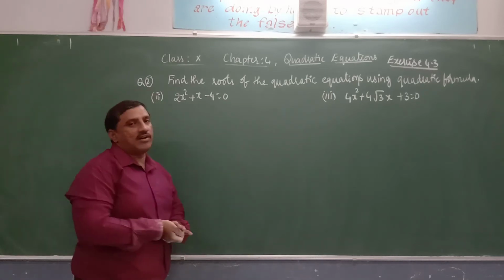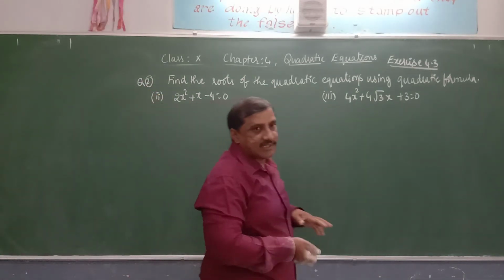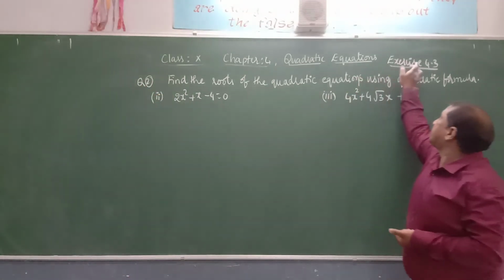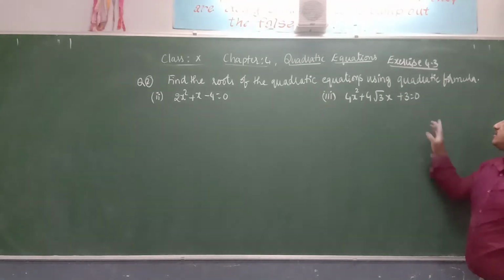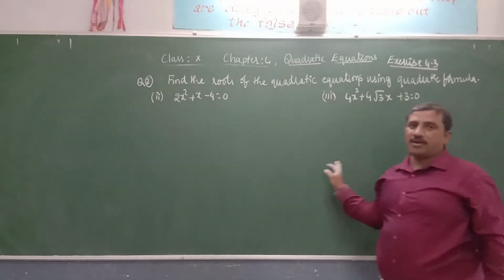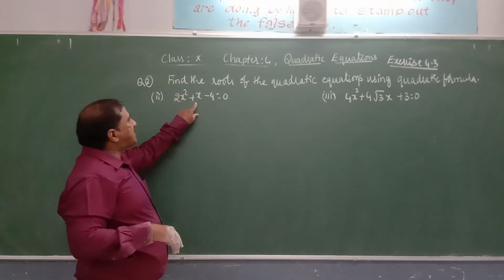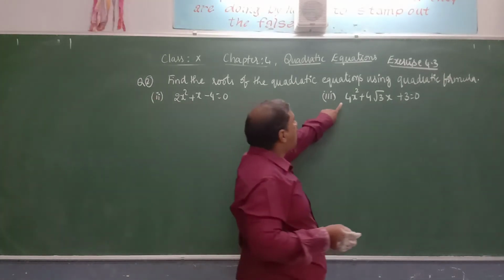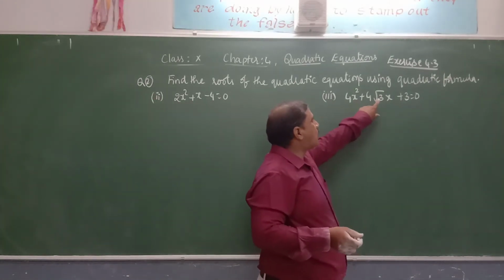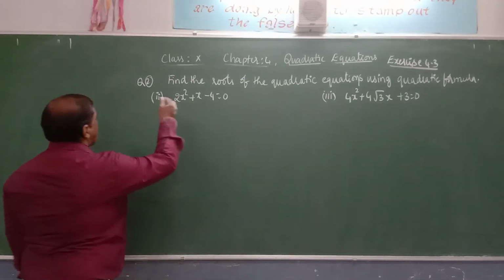Using the quadratic formula, we will find the roots of the given quadratic equations. Exercise number 4.3, second bit. Find the roots of the quadratic equations using the quadratic formula. From that, the second one, 2x square plus x minus 4 is equal to 0. The third one is 4x square plus 4 root 3x plus 3 is equal to 0. We will find their solutions.